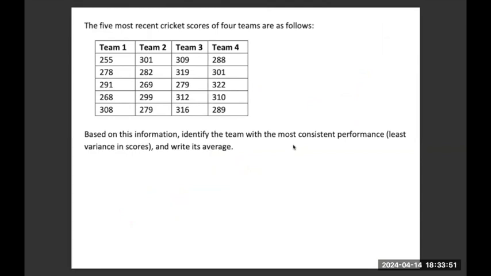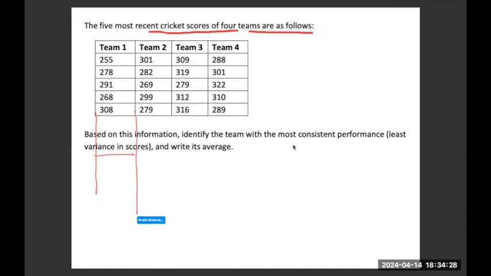Now, in this question, the 5 most recent cricket scores of 4 teams are as follows. You're given 4 teams and the 5 scores. Based on this information, identify the team with the most consistent performance, least variance in score, and write its average. We have to find the average here, okay? Now, variance is least, which means the difference between the maximum score and the minimum score is least. Or the consistent performance also means that the distance between the maximum and the minimum score is least.